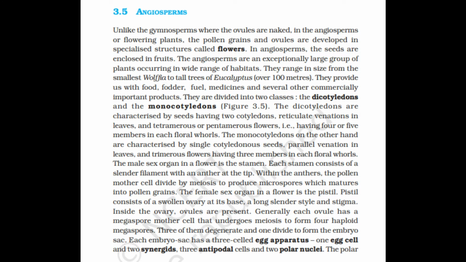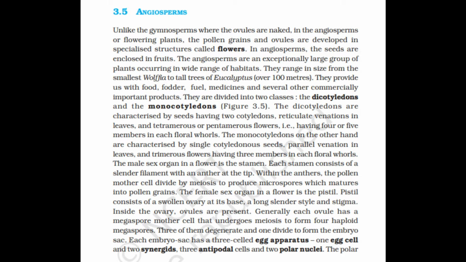Angiosperms. Unlike the gymnosperms where the ovules are naked, in angiosperms or flowering plants, the pollen grains and the ovules are developed in specialized structures called flowers. In angiosperms, the seeds are enclosed in fruits. The angiosperms are an exceptionally large group of plants occurring in a wide range of habitats.